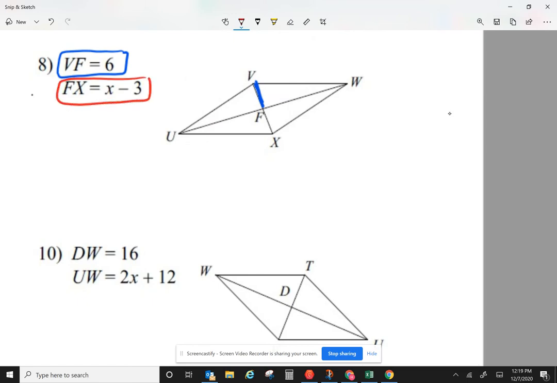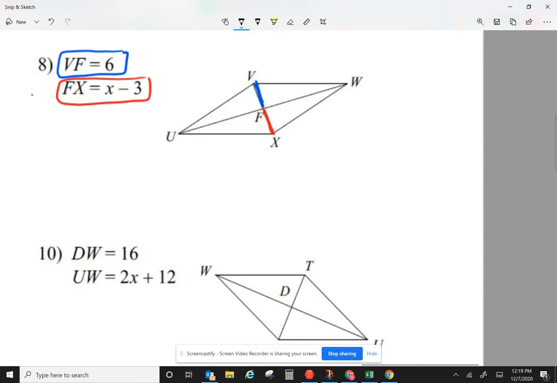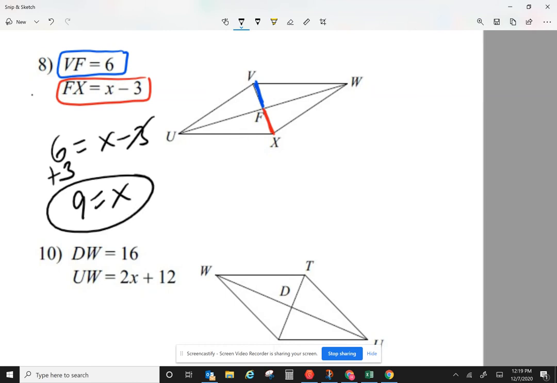Fx, so from F to X equals x minus 3. Remember, the whole diagonal was cut in half. So I'm just going to say 6 equals x minus 3. The blue part, VF, is equal to Fx. 6 is equal to x minus 3. The minus 3, let me move it to the left side as a plus 3. 9 is equal to x, so that means x equals 9.